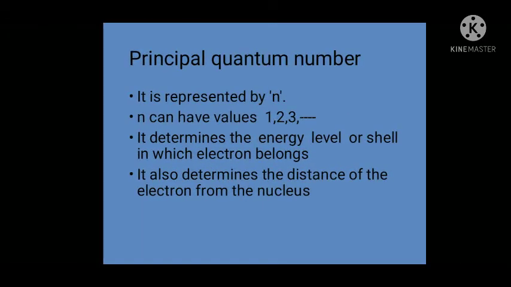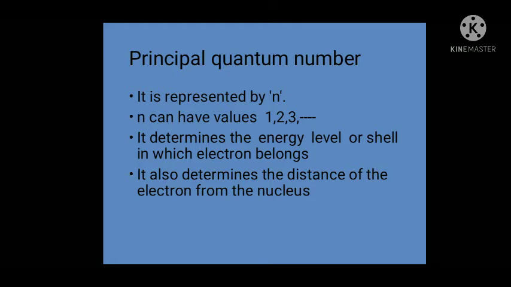And there are 4 types of quantum numbers. The first one is known as the principal quantum number. It is represented by the letter n, and this n can have values 1, 2, 3, etc. These values of n determine the energy level to which that electron belongs. For example, if n is equal to 1, we can tell that the electron belongs to the first energy level. If n is equal to 2, the electron belongs to the second energy level. If n is equal to 3, it belongs to the third energy level.